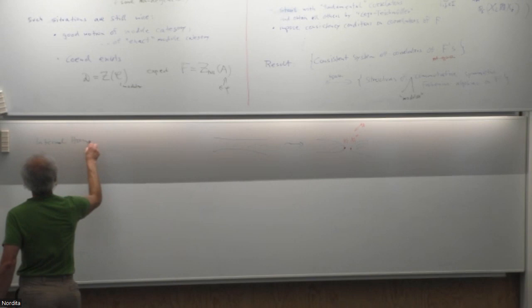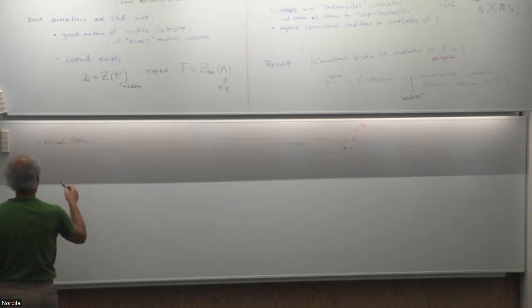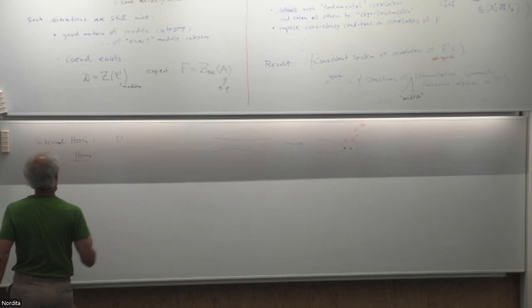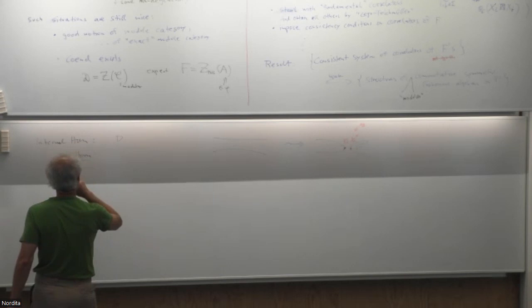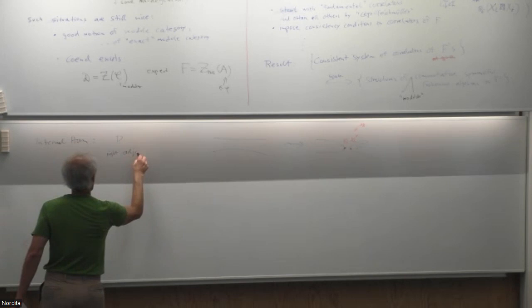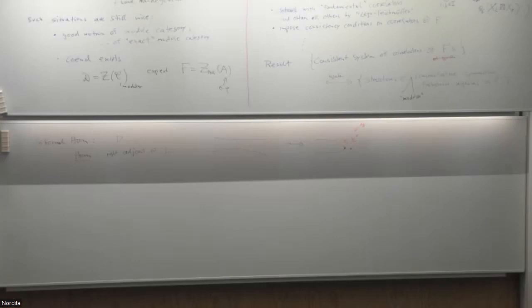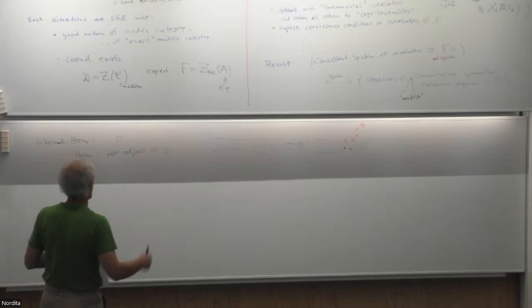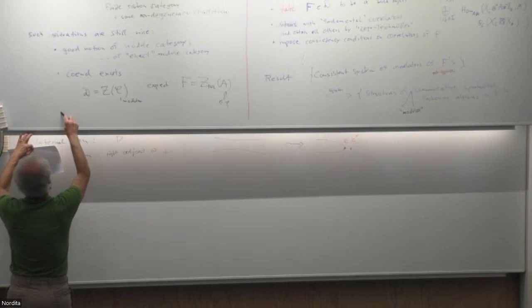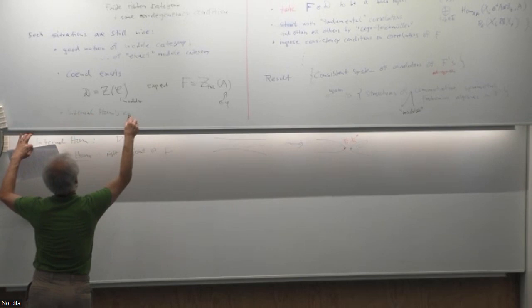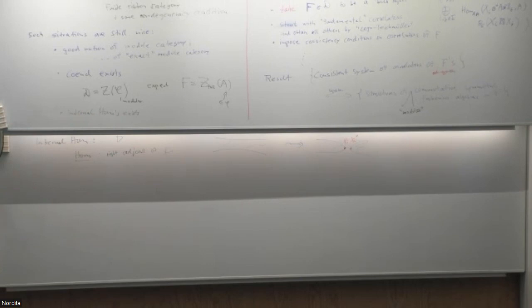If you have a module category M over a monoidal category C, you have this action functor, and then the inner HOM, which is denoted as Hom with an underscore, is the right adjoint. One can also look at the left adjoint of this action functor, which means that certain morphism spaces in M are naturally isomorphic to morphism spaces involving internal HOM objects in C. And one of the other good properties is that internal HOMs exist for finite tensor categories, for exact module categories over finite tensor categories.